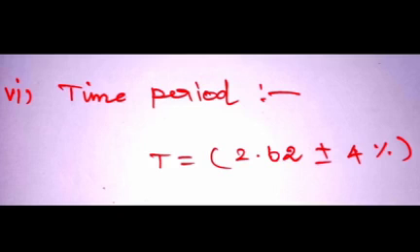And last one, to calculate the time period, we just write the mean value with the percentage error value. So we get t is equal to 2.62 plus or minus 4%. Student, this problem is very important, so go through it carefully.